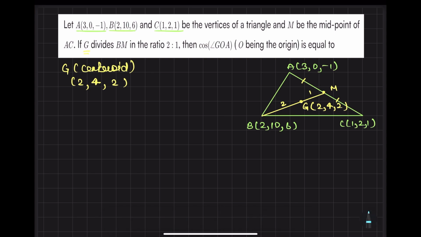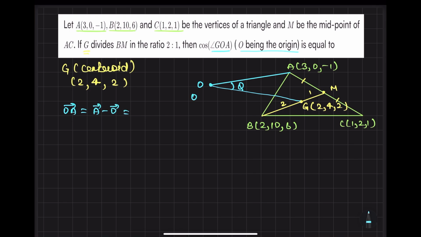Now, find cos of angle GOA, where O is the origin. Suppose this is the origin and this is G. You need to find this angle GOA. This question is asking us to find an angle, and angle means we should take the help of the dot product. For that we need two vectors. So can I consider the OA vector? OA vector means A minus O vector.